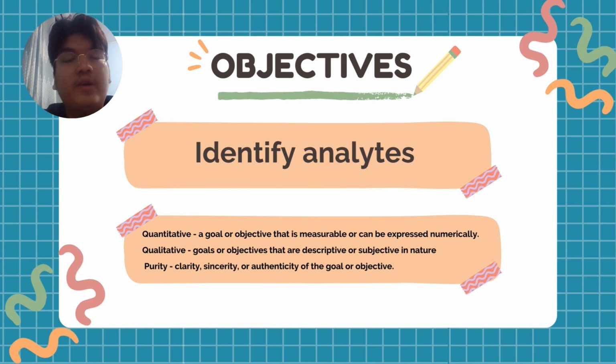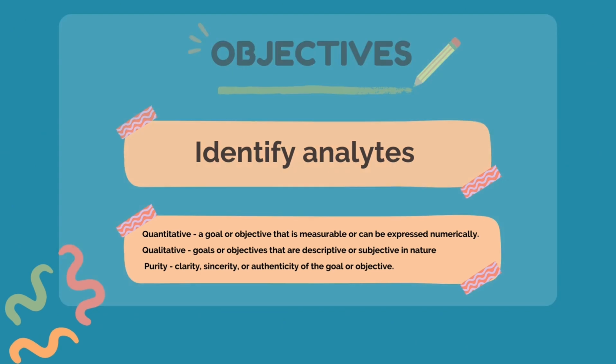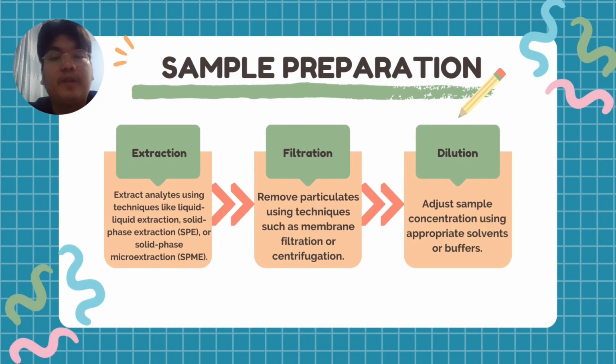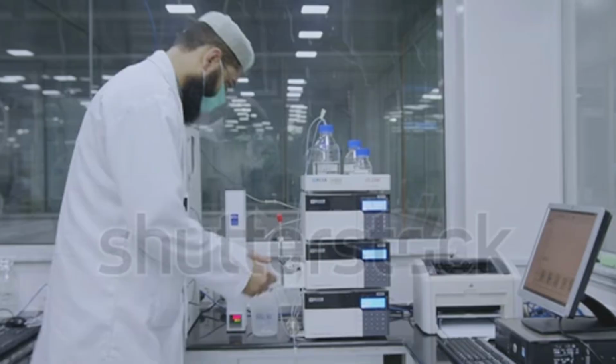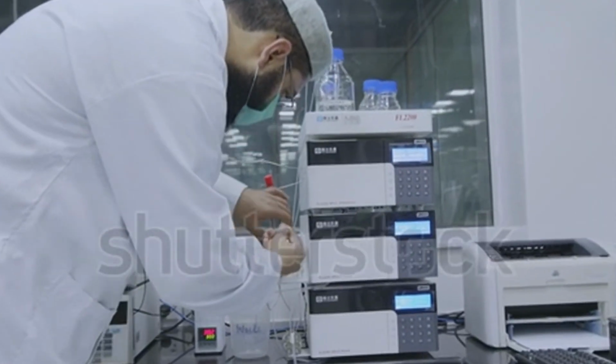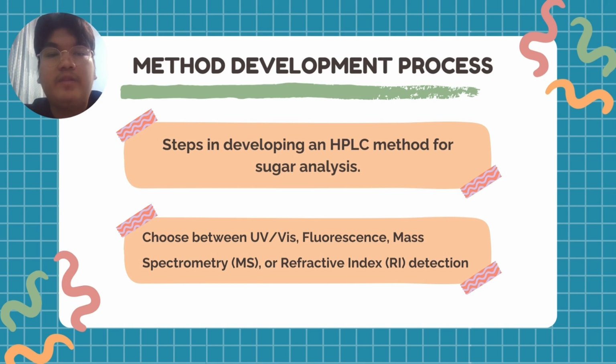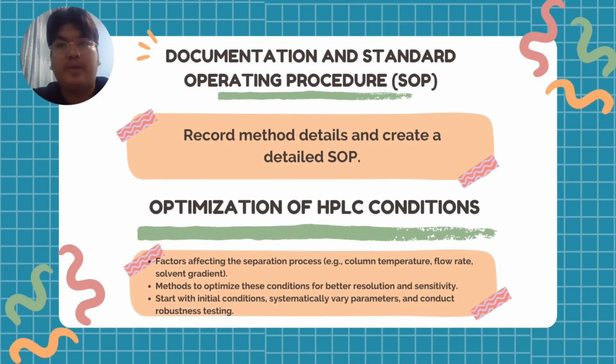Define the objective, whereby we need to identify the analyte and purpose of quantitative, qualitative, and purity. For sample preparation, we need to consider the sample matrix and appropriate preparation steps, which include 3 steps: extraction, filtration, and dilution. Next is the method development process, whereby we need to determine the steps in developing an HPLC method for sugar analysis and choose between UV, fluorescence, and mass spectrometry MS or refractive index RI detection. For documentation and standard operating procedure SOP, we need to record method details and create a detailed SOP.